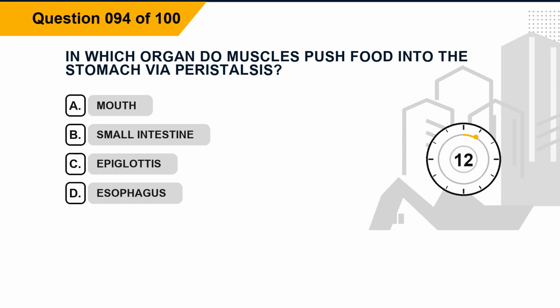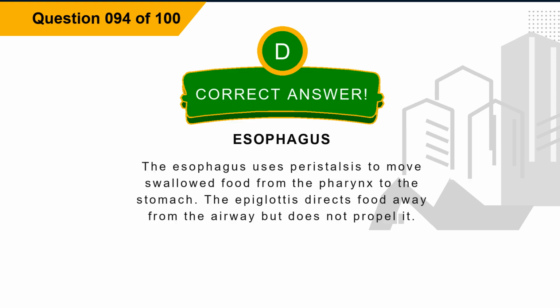Question 94. In which organ do muscles push food into the stomach via peristalsis? Option A, mouth. Option B, small intestine. Option C, epiglottis. Option D, esophagus. The correct answer is option D, esophagus. Explanation: the esophagus uses peristalsis to move swallowed food from the pharynx to the stomach. The epiglottis directs food away from the airway but does not propel it.